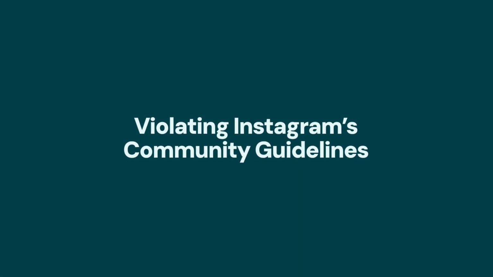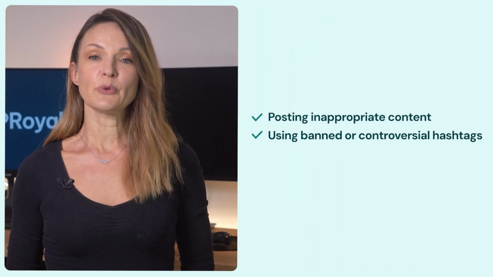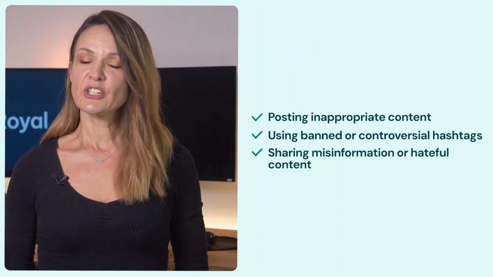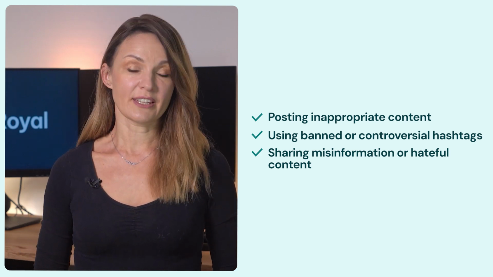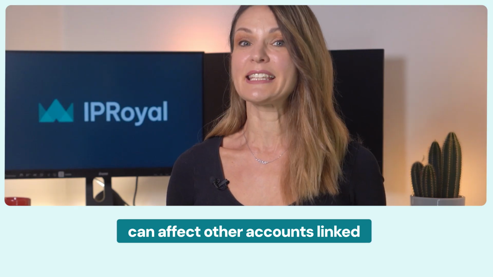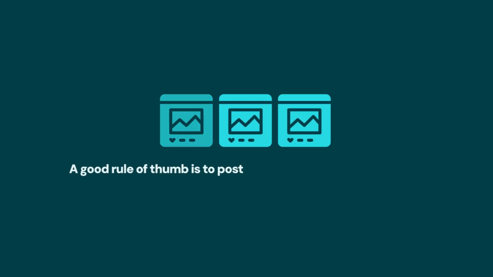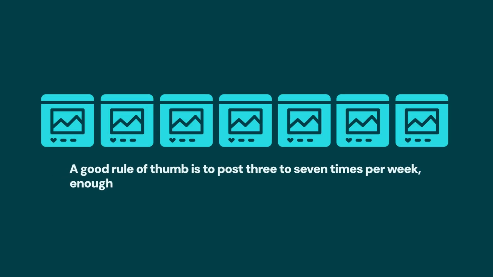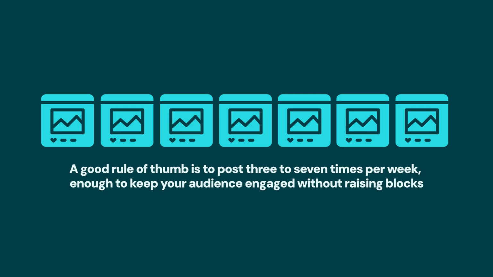Violating Instagram's community guidelines. Breaking Instagram's rules can also get you blocked. This includes posting inappropriate content, using banned or controversial hashtags, and sharing misinformation or hateful content. Remember, violations on one account can affect other accounts linked to the same IP address. Being too active. Posting too much in a short period can trigger an action block since Instagram may flag it as spammy behavior. A good rule of thumb is to post 3 to 7 times per week, enough to keep your audience engaged without raising blocks.